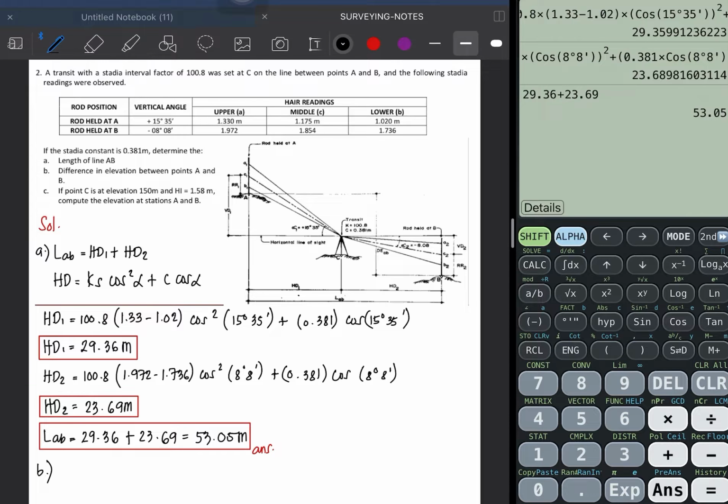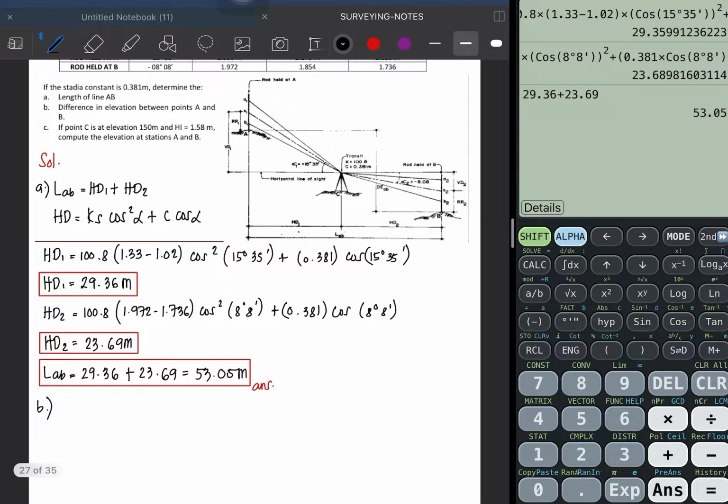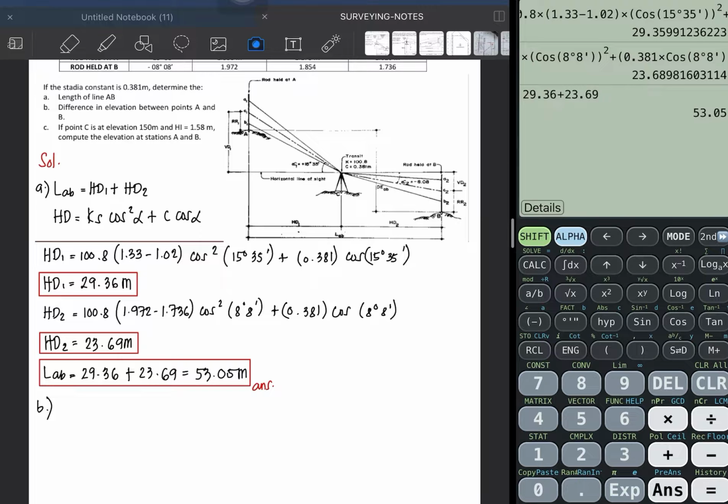So letter B. Letter B is the difference in elevation between A and B. So you have the difference in elevation between A and B. So this one, this elevation. Okay, so you have VD1 and VD2. Okay, so for this line, this is for the difference in elevation.